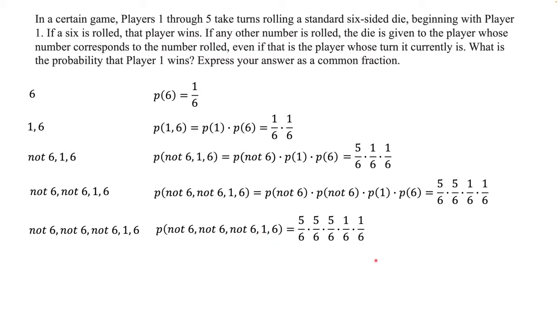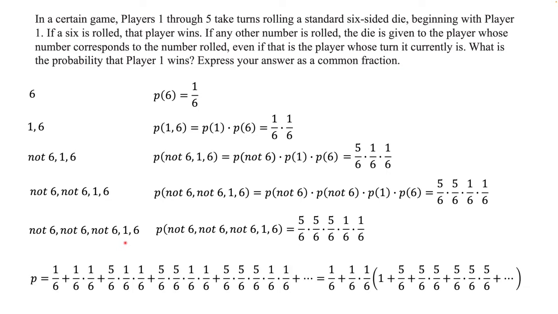Okay? Now, what we're interested in is the probability of one of those events happening. It could be 6, or 1, 6, or not 6, 1, 6, or not 6, not 6, 1, 6, and so on. Those are mutually exclusive events, actually. If you get 6 first, you cannot get either of those here. If you get 1, 6, we cannot get any of the other ones, and so on. So the probability to have one of those is the sum of the probabilities of each of those. So what we need to do is add those numbers.